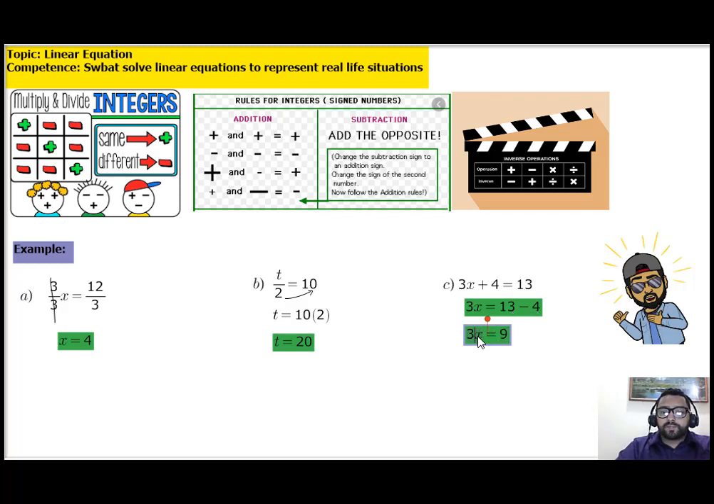Then the 3 is multiplying with the x, so if it's multiplying we use division, so we divide by 3 here, and on the other side, to keep the balance, we divide by 3. Then we have x equals 3. Why 3? Because 9 divided by 3 gives us 3. And remember, we cancel this one, or we divide 3 divided by 3, which is 1. Remember, sometimes you can write 1x or just x.